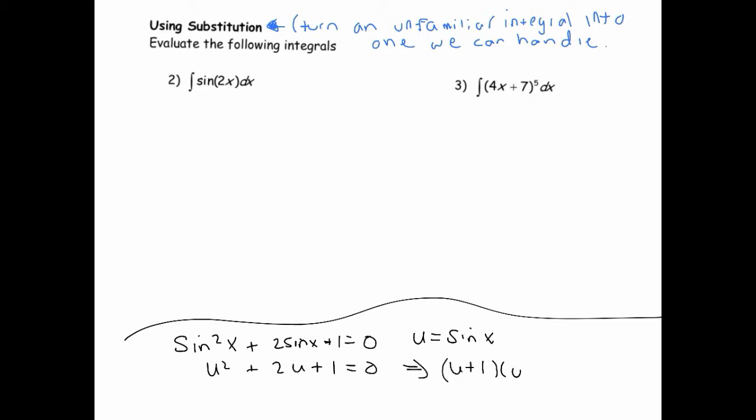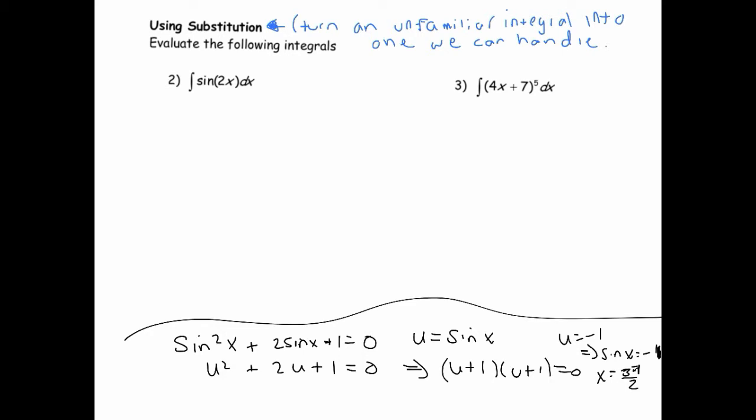And it's just u plus 1 times u plus 1, which means u equals -1, which means that sine equals -1, right? Which means x equals 3 pi over 2 if we're going on the interval 0 to 2 pi. So that's just a quick example of how substitution can make a problem that looks more difficult than it is into one that we recognize.